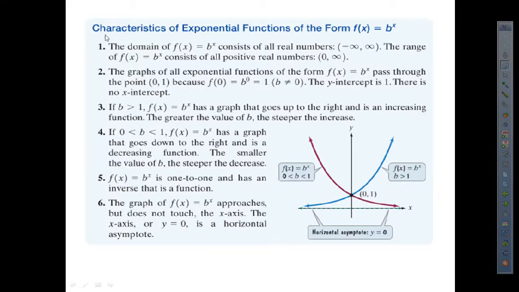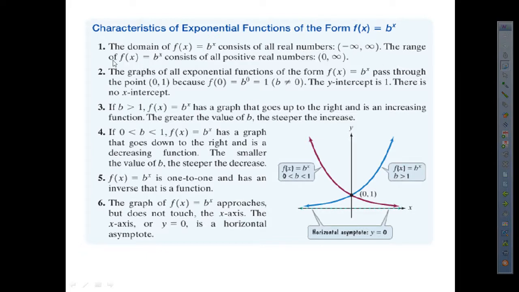All right, now characteristics of exponential functions of the form f of x equals b to the x. These are some very important properties that you need to remember. The domain of f of x equals b to the x power consists of all real numbers, negative infinity to infinity. That's the domain, the x values that you can have.